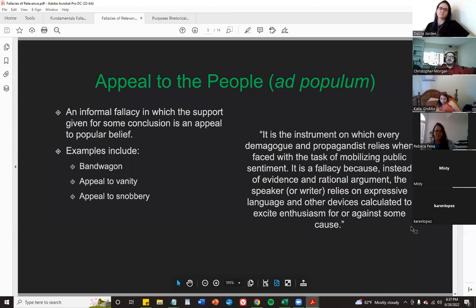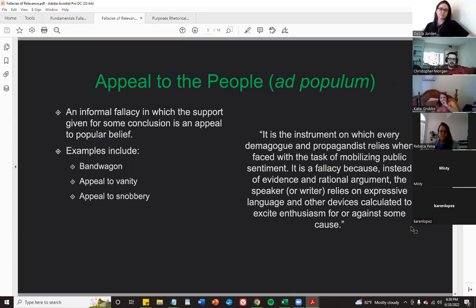And, obviously, whenever you see these examples of fallacies in the wild, they're never going to be this clear, usually. Sometimes they are, but sometimes it's going to take a little bit more digging, right? It's going to require you to have a little bit more familiarity with an issue to understand when somebody is exaggerating or oversimplifying or something like that. But the appeal to the people is an informal fallacy in which the support given for some conclusion is an appeal to a popular belief.